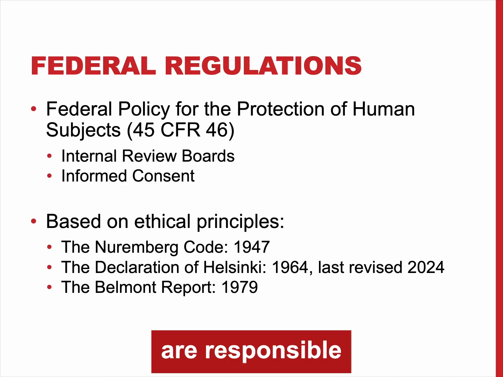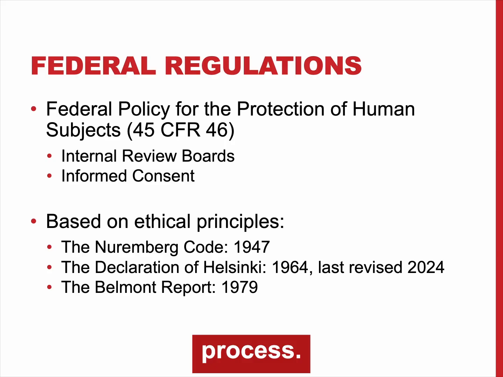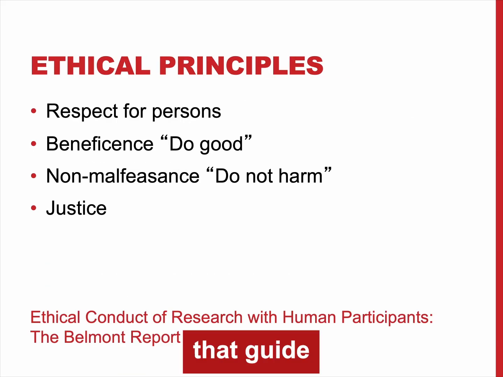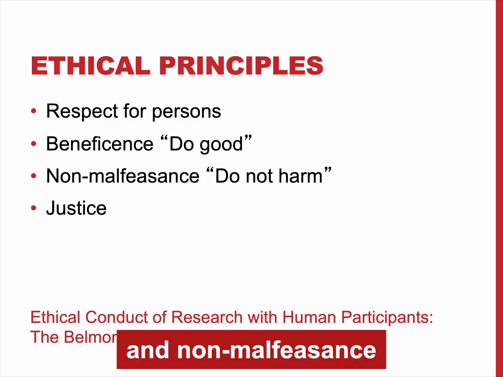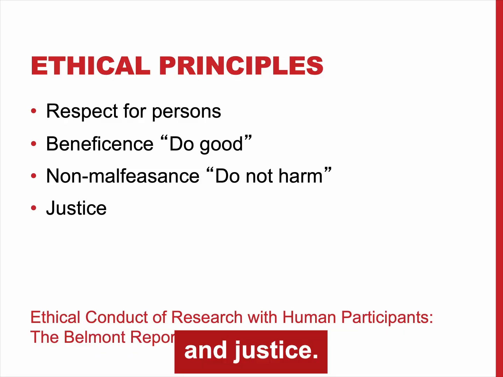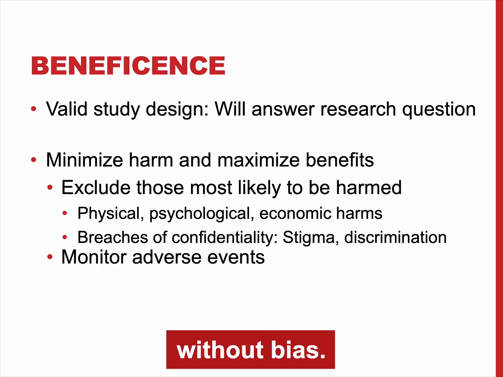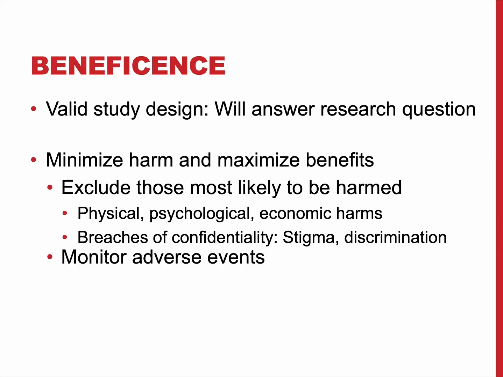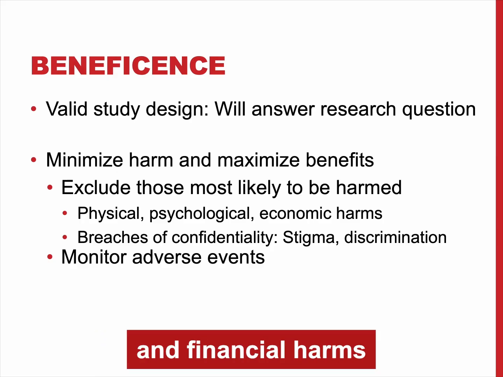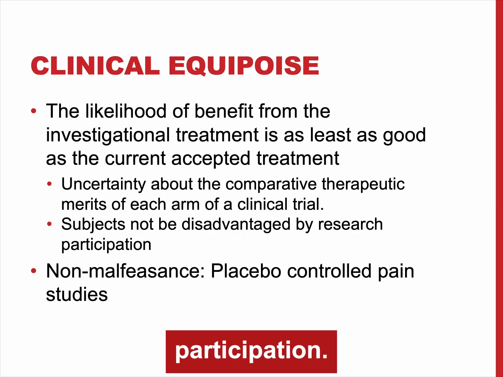These 3 documents are responsible for the human subjects research protections that are part of the IRB review and consent process. The ethical principles that guide human subjects research include respect for persons, beneficence to do good and non-malfeasance to do no harm, and justice. Beneficence or do good is dependent on a valid study design, that is, a study design that will answer the research question without bias. Investigators should minimize harm, including monitoring for adverse events and maximizing benefits. This includes physical, psychological, and financial harms and breaches of confidentiality. Research subjects should not be disadvantaged by research participation.